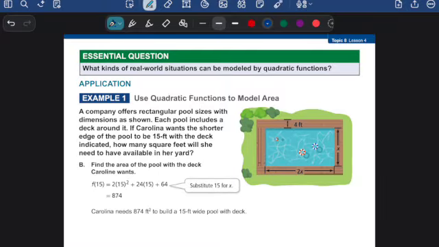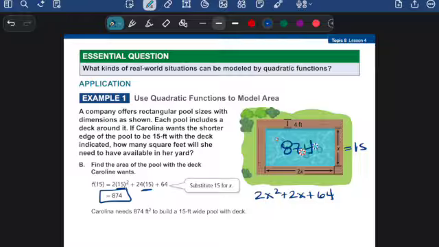So if we know the area of the pool, I'll write it again, 2x squared plus 24x plus 64. That's our equation for any value of x, any feet for the width of the pool. And Carolina wants the shorter edge of the pool, or the width, to be 15. So she wants x to equal 15. So if we plug that in, we just substitute x into our equation, and we evaluate, we get 874. That would be the area of the whole pool, 874 feet squared, if she wants it to be 15 feet wide. How long will the pool be? Well, 2 times x would be 30.